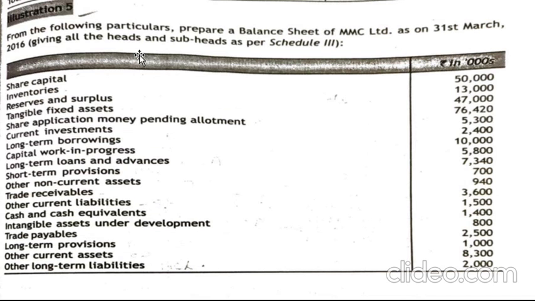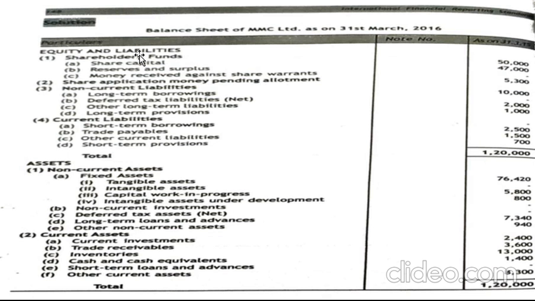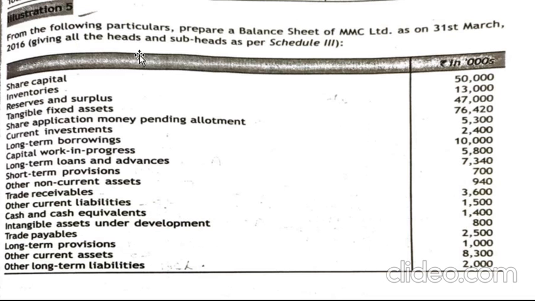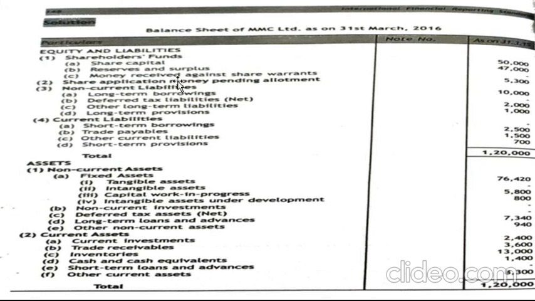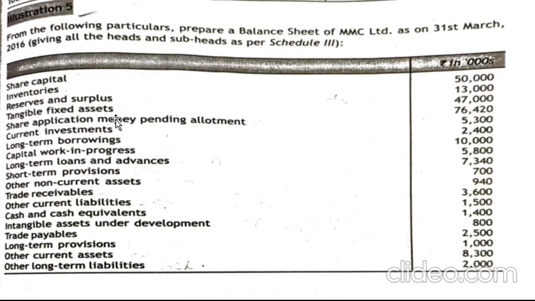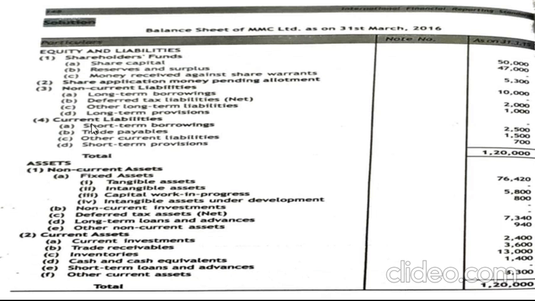After your reserves and surplus, they've given us other items, share application money pending allotment, which has a separate heading for it. So we will record it under share application money pending allotment, which is 5,300. Next, after that, we'll have all non-current liabilities. Next heading will be your non-current liabilities.